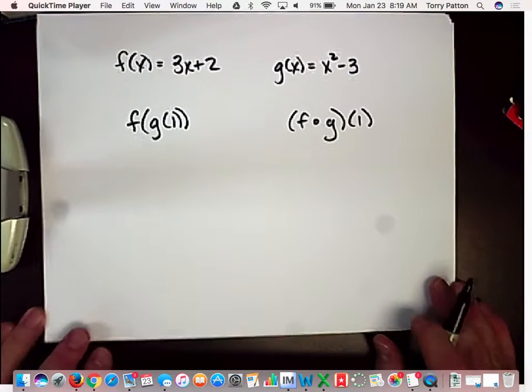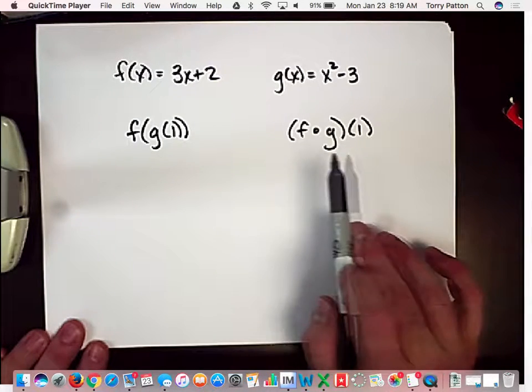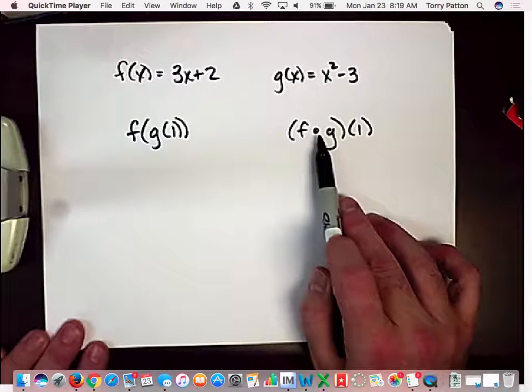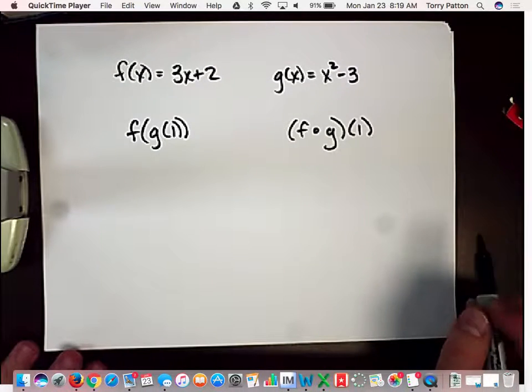Those two things mean the exact same thing. This means f of g of 1. This means f, little circle o, a little circle means "of", f of g of 1. Okay?